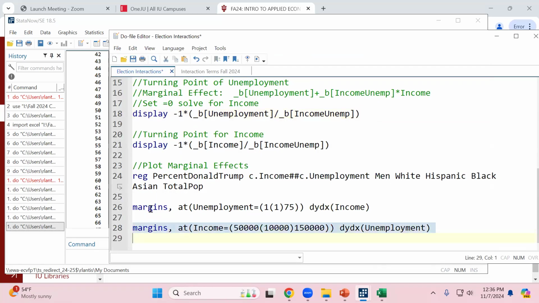So here I'll show you one where it gets kind of weird. If I use this margins command, let's say now I try to figure out the marginal effect for unemployment. Well, we know it depends on the variable we interacted it with, which is income.